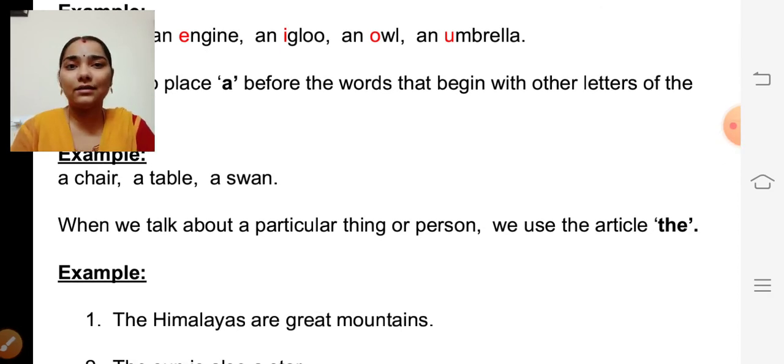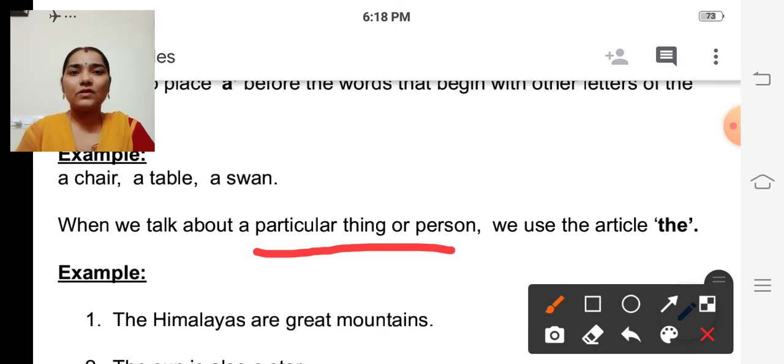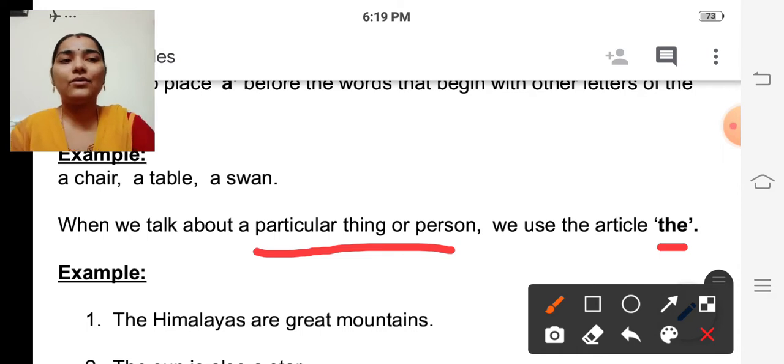The. When we talk about a particular thing or a person, we use the article the. Also, when we say something which is mentioned before, for that also we put the article the. Okay, see the example.